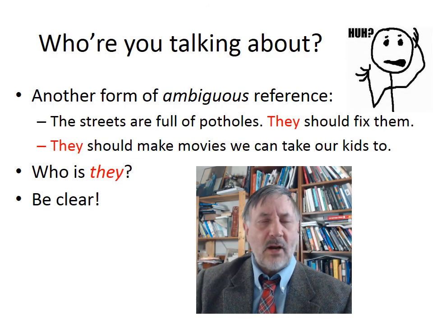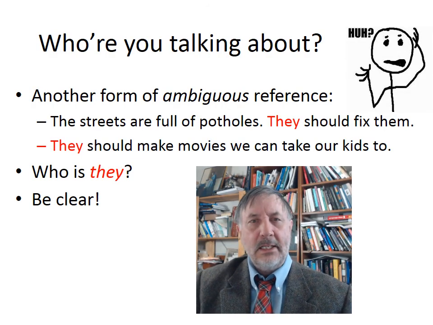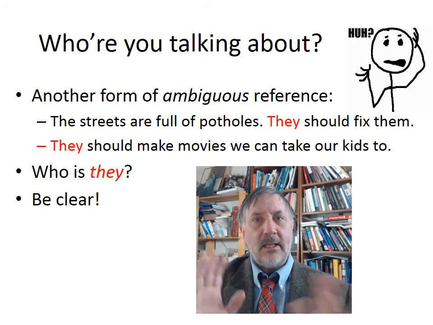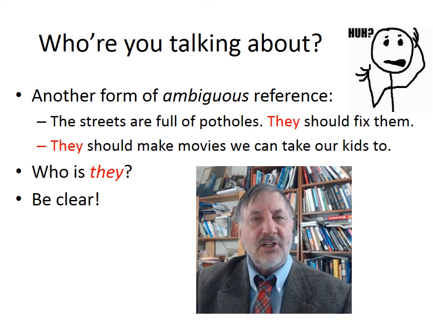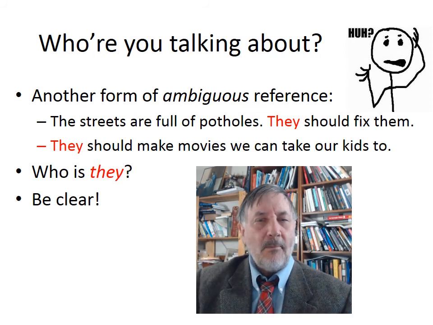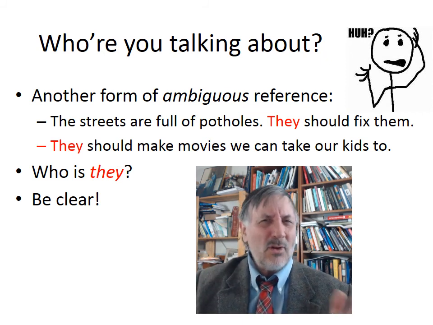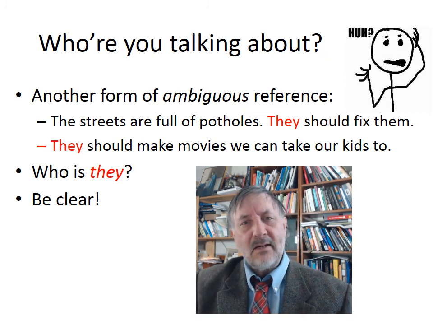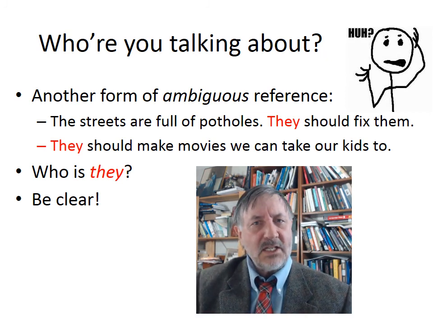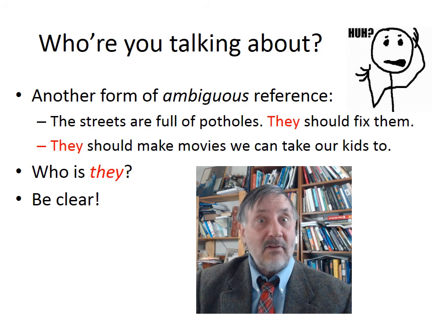Another kind of ambiguous reference, which is perhaps more common than the he, she, it, they example above, is simply somebody refers to an ambiguous they, an unclear they. The streets are full of potholes. They should fix them. Well, who do you mean they? Who do you have in mind as fixing them? Now, I know that we talk like this, and very often in casual everyday speech we can get away with such lack of clarity, but you can't really write like that.